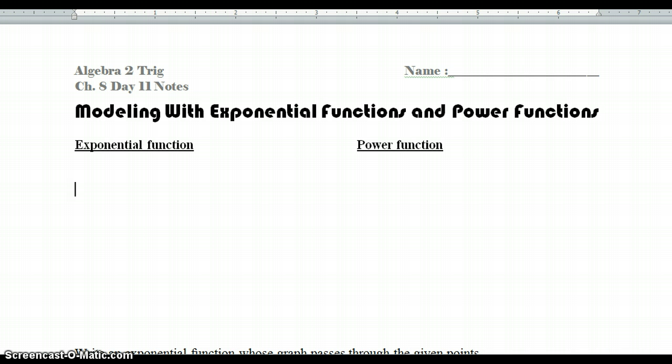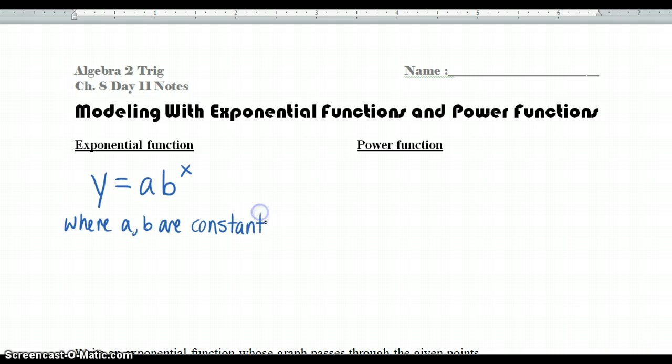Alright, so in order to figure out how to model with these types of functions, we have to make sure we know what they are. So exponential functions, that's what we've been doing this chapter. That's the kind of function that will look like y equals a times b to the x power, right? Where a and b are just constants. And this should look familiar because these are the types of functions we've been seeing throughout Chapter 8.